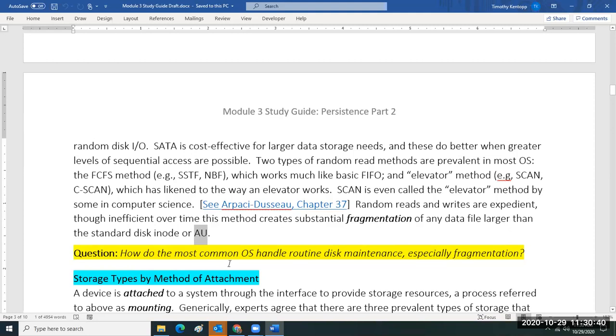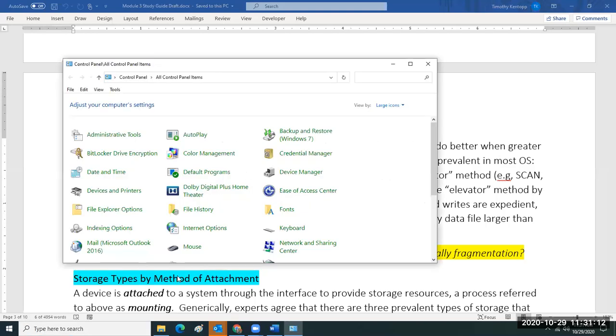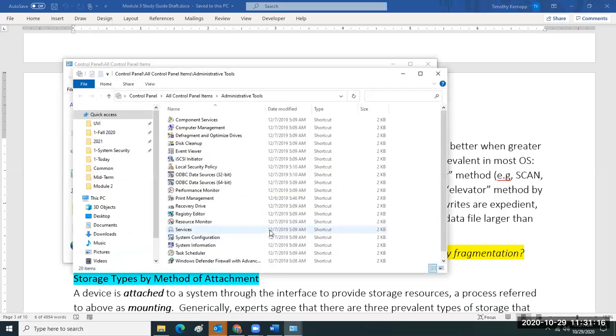Does anyone know what the most common routine disk maintenance is for operating systems? What do you use in Windows? Remember the optimizing your personal technology? Can everybody see this? Yeah, disk cleanup. Okay, so disk cleanup and then defragmentation and optimization.